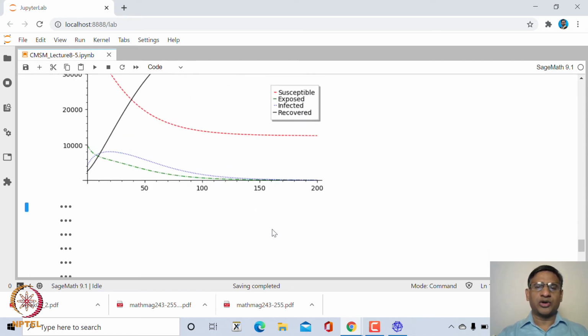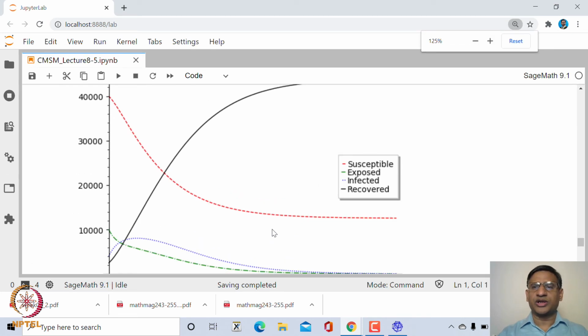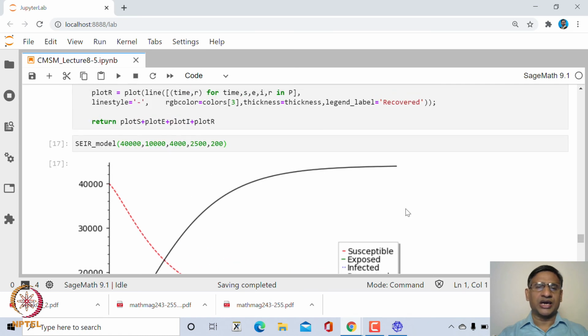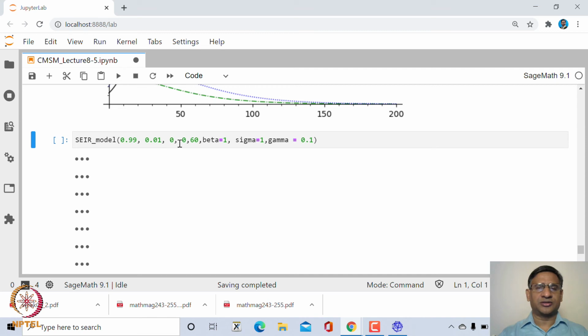So this is the plot of the solution of this particular SEIR pandemic model. Now you can try with, let us say, different parameters.